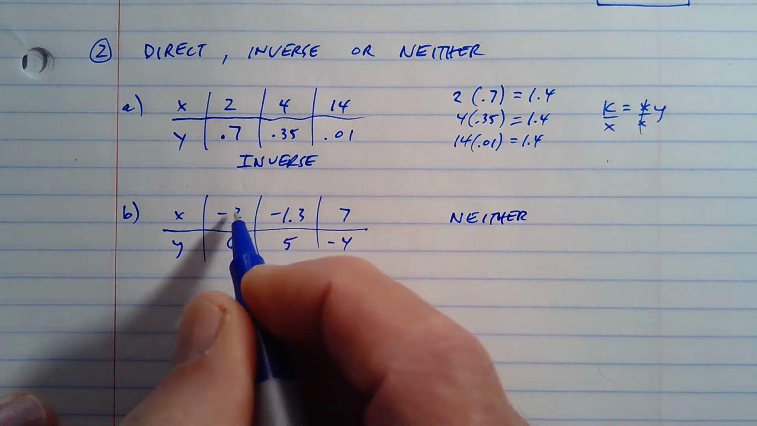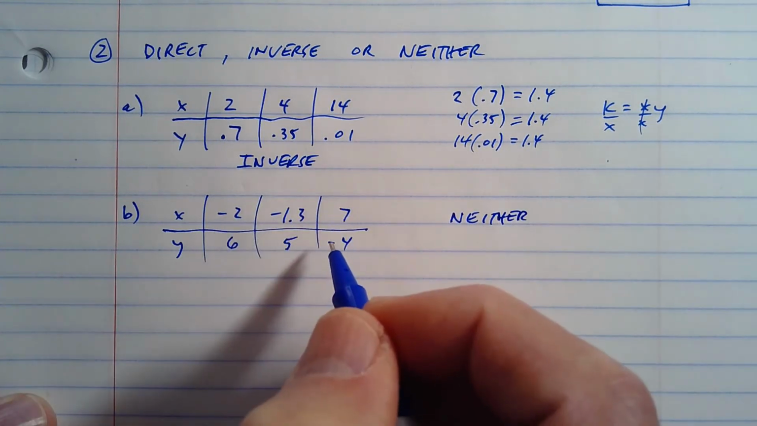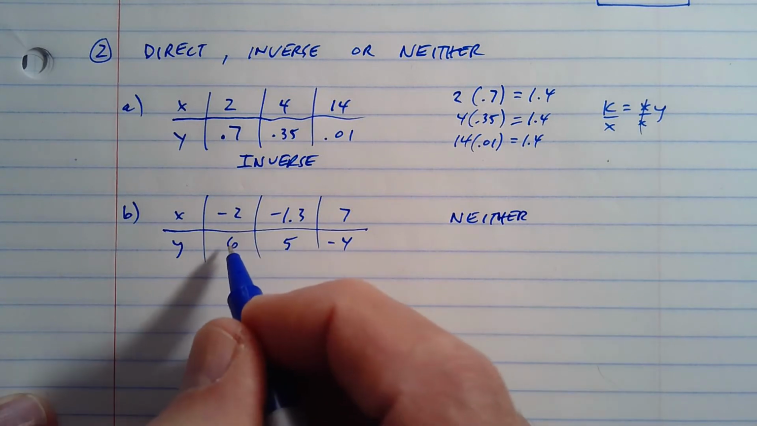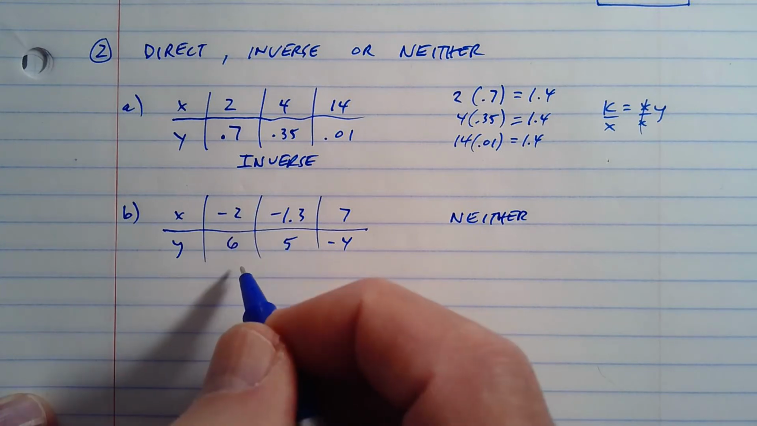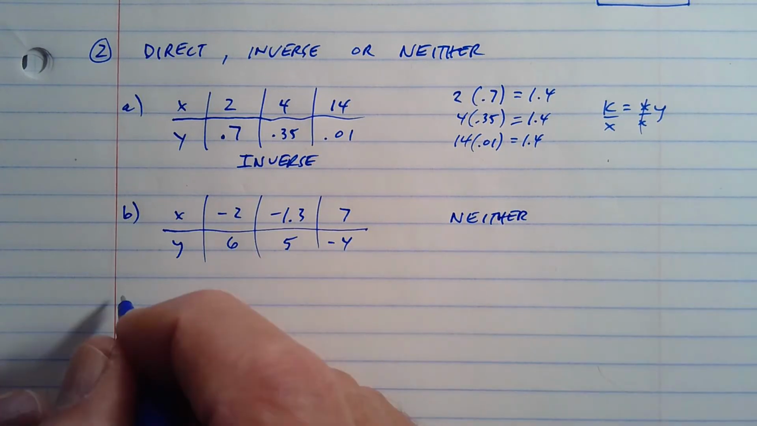So I'm just doing products of x and y to determine if it's inverse. I'm doing the division of y by x to see if it's getting the same constant of variation for a direct variation. And then if neither of those things work, then it's neither.